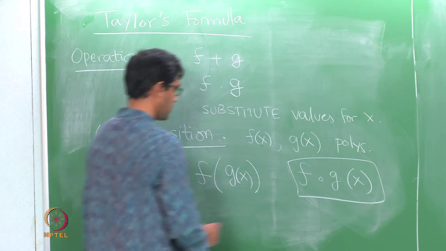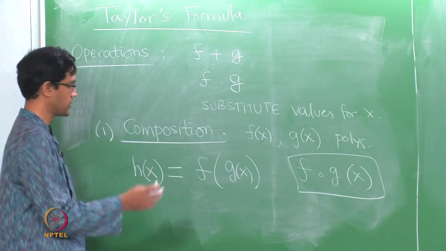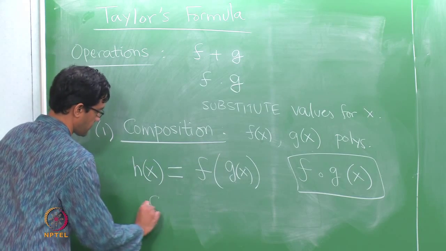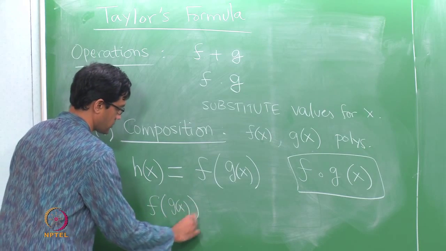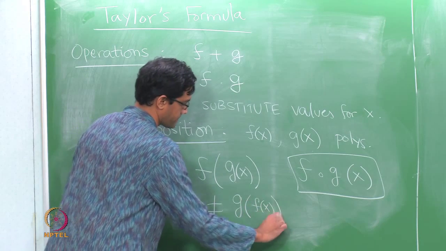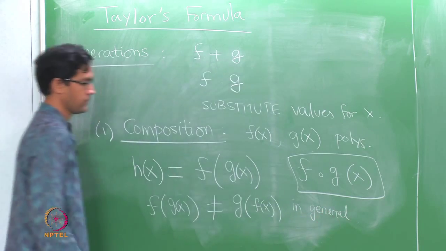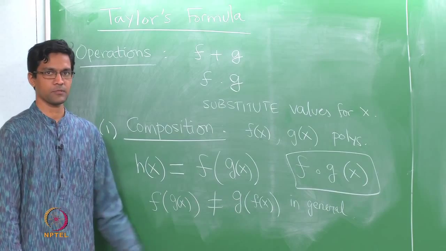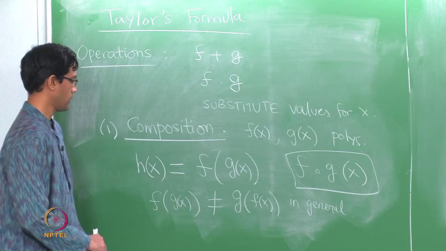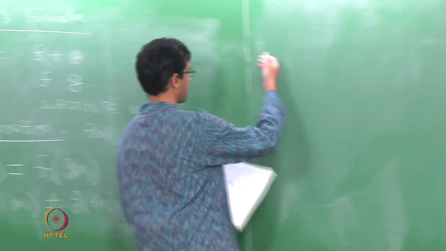And a key thing to note is that composition very much depends on the order in which it is performed. So f of g of x may not be the same as g of f of x in general. So f of g of x need not be the same as g of f of x in general, which means, I mean, could be equal in some special cases, but for arbitrary f and g it will not be the case that they are equal. Okay, so let's just do an example of composition just to get a feel for its basic properties.